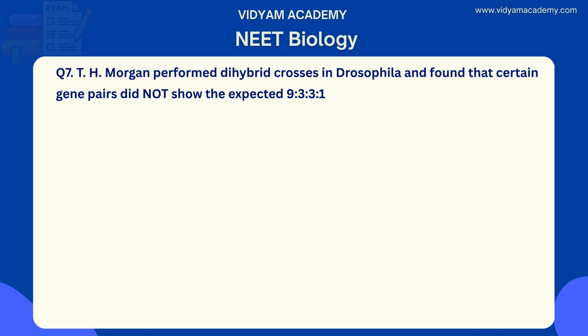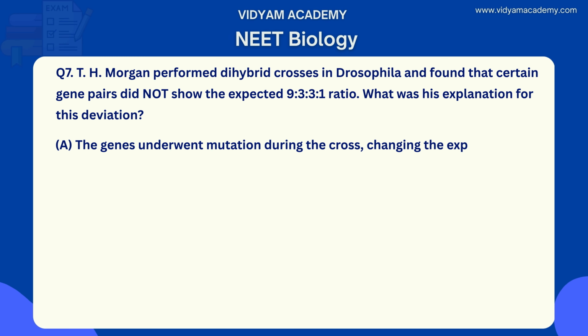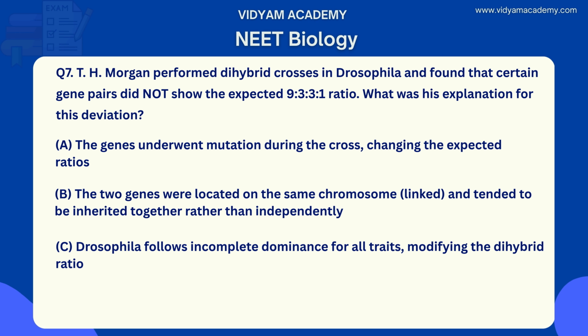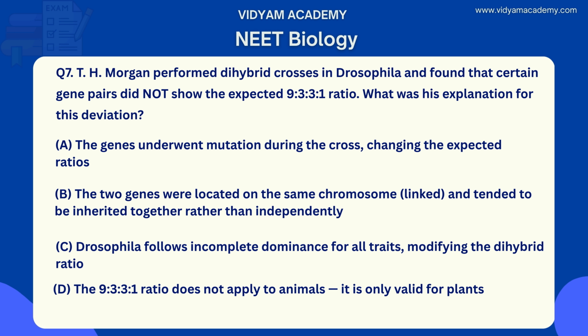T.H. Morgan performed dihybrid crosses in Drosophila and found that certain gene pairs didn't show the expected 9:3:3:1 ratio. What was his explanation for this deviation? Option A. The genes underwent mutation during the cross, changing the expected ratios. Option B. The two genes were located on the same chromosome, linked, and tended to be inherited together rather than independently. Option C. Drosophila follows incomplete dominance for all traits, modifying the dihybrid ratio. Option D. The 9:3:3:1 ratio doesn't apply to animals. It's only valid for plants.